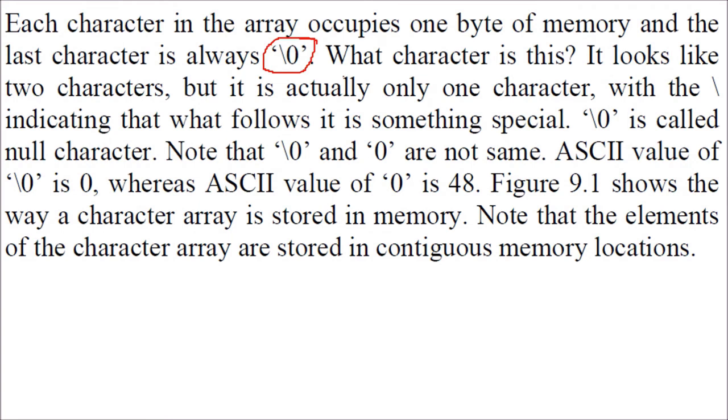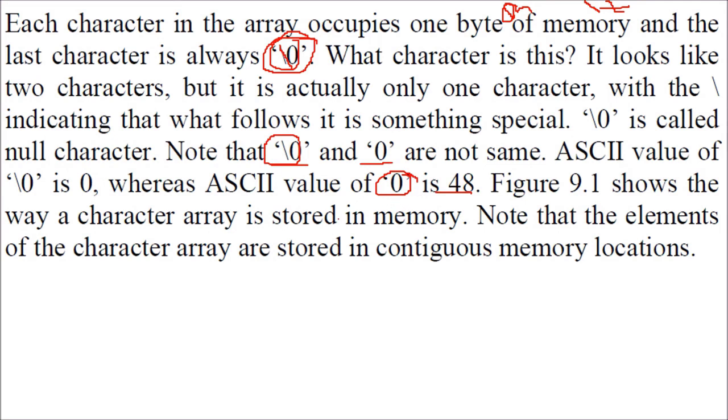So what is \0? Every time you write \n or \t, these are escape sequences. So this is not equivalent to 0. We have a slash here. Since this slash is there, this is a special character, and the ASCII value of \0 is nothing but 0. That is, the ASCII value of the character 0 is 48, but the ASCII value of \0 is 0. The actual value of \0 is 0, but it is not the character 0.